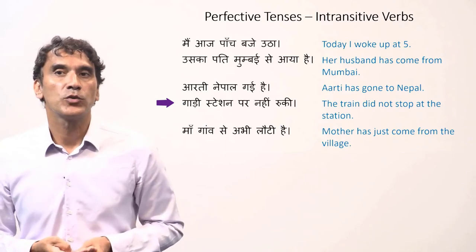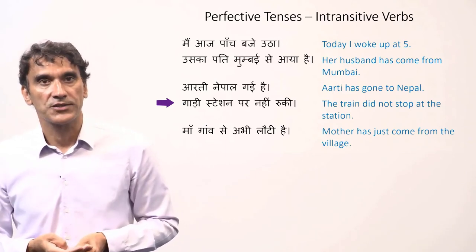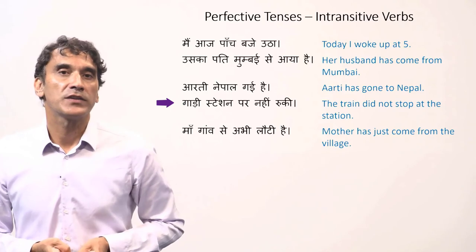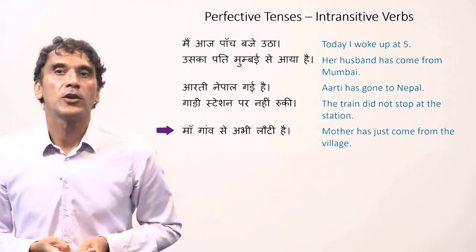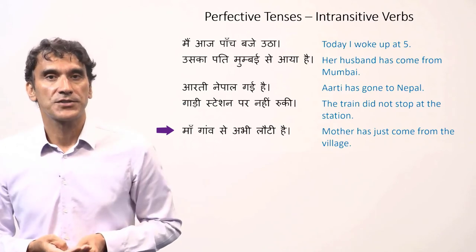Gaadi station par nahi ruki, the train did not stop at the station. Gaadi is a feminine noun, that's why the participle is feminine, ruki. Maa gaon se abhi lauti hai, mother has just come from the village.